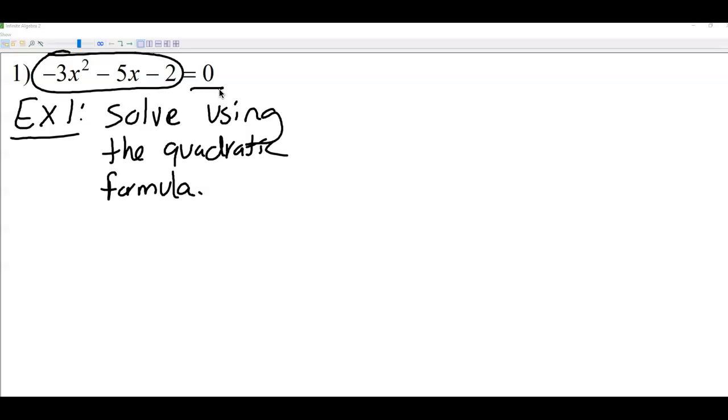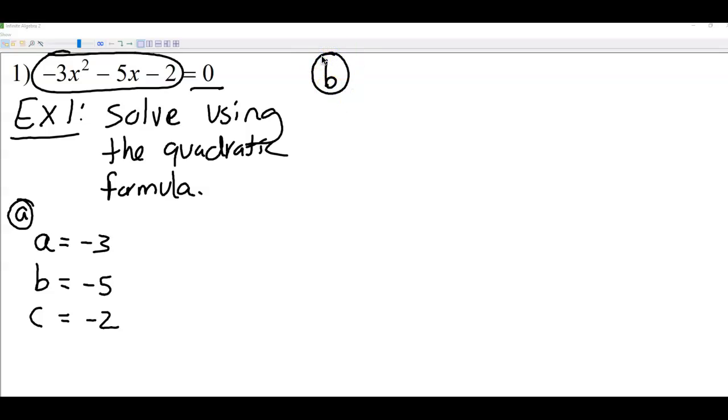What we want to do is start off by identifying our A value, our B value, and our C value. The A is the one that's in front of the x squared. So my A value on this one is -3. My B value is the one in front of x, so that's the one with a -5. My C value is the one that doesn't have an x, so that would be -2. So we want to make sure that we start by identifying our A, B, and C. I'll number these steps just to add some structure to our work for today.